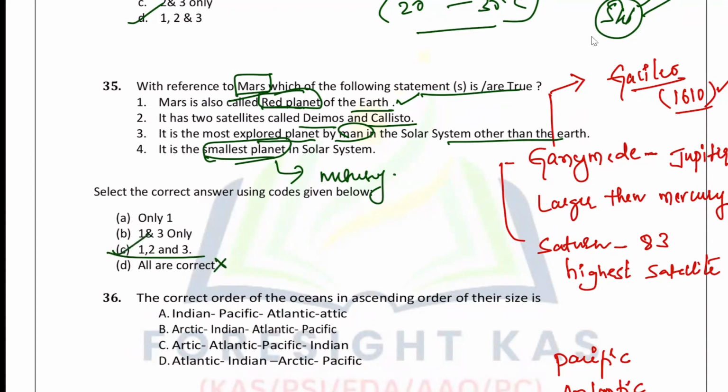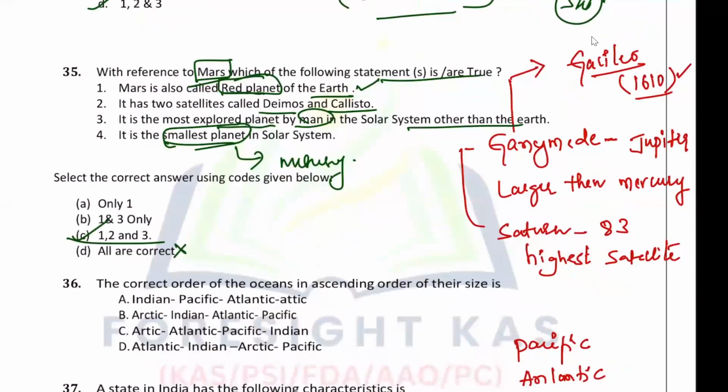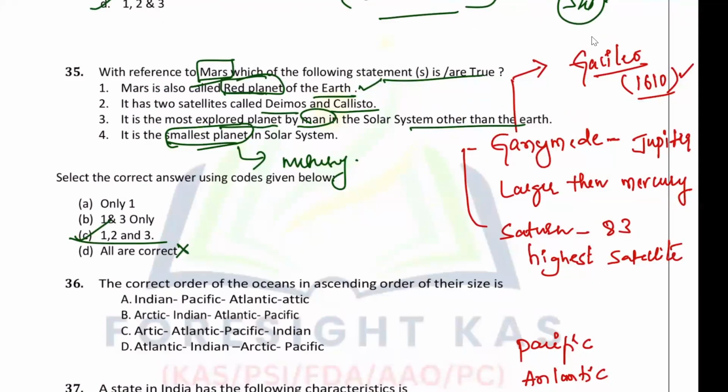So see some of the facts I have given here. The largest planet is Jupiter. And the largest satellite is Ganymede, and it is located in Jupiter. And one more thing, Saturn has the highest number of satellites, which is 83.